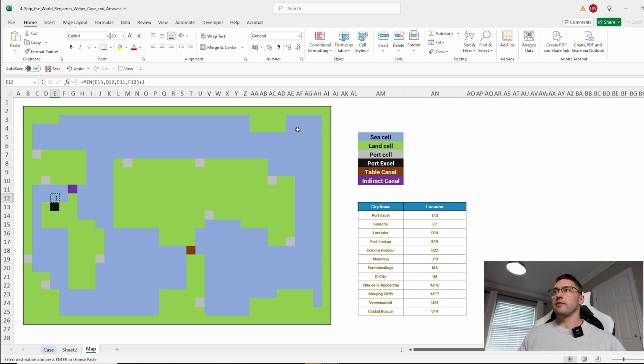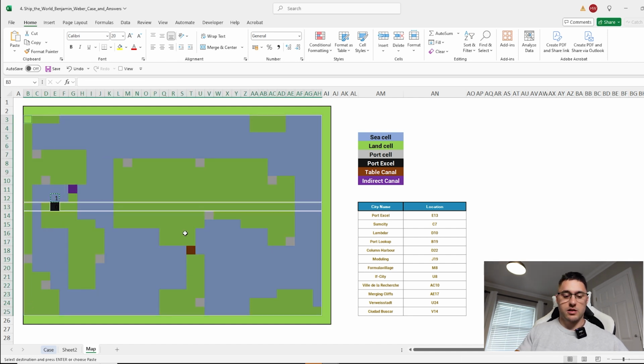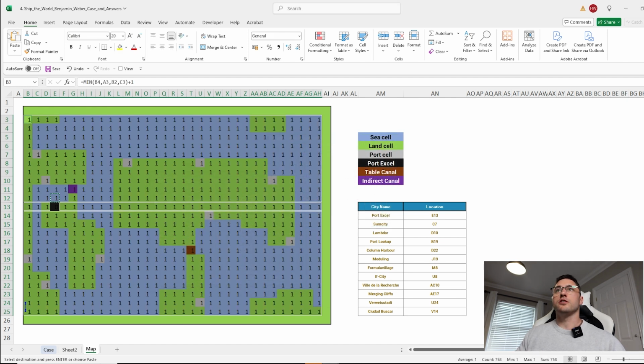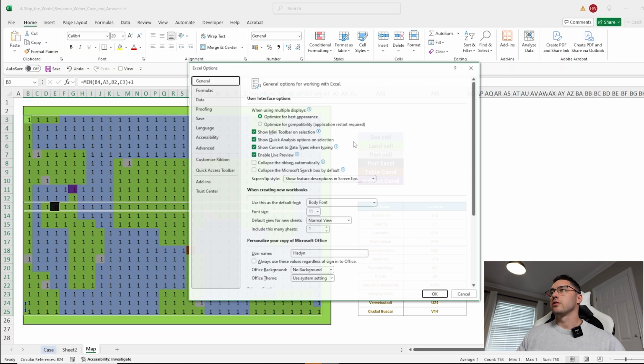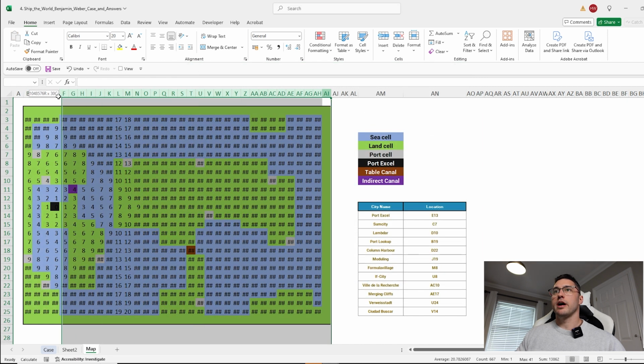So let's do that. Let's copy that formula. We want it in all of these cells here, except for our starting cell. Control-Alt-V, F is formulas. And then we want to turn circular references on so it will actually calculate. And there we go. We have all our distances.